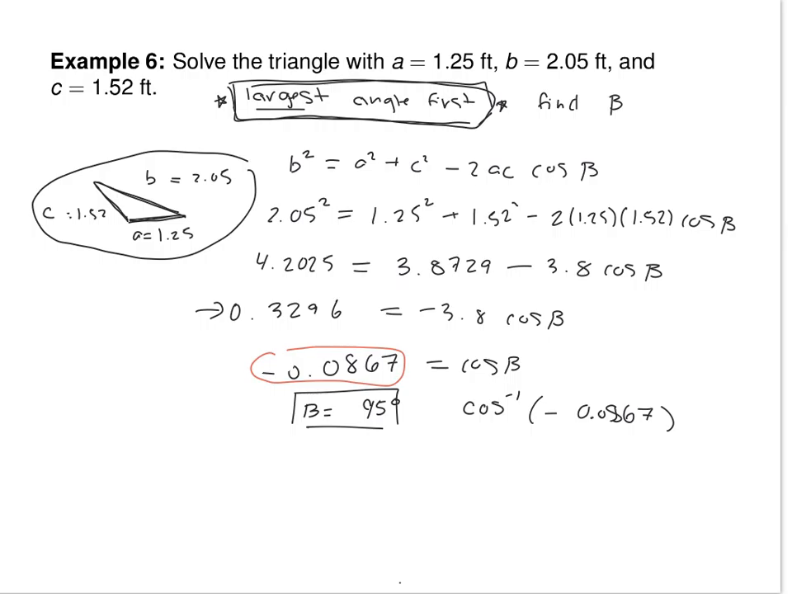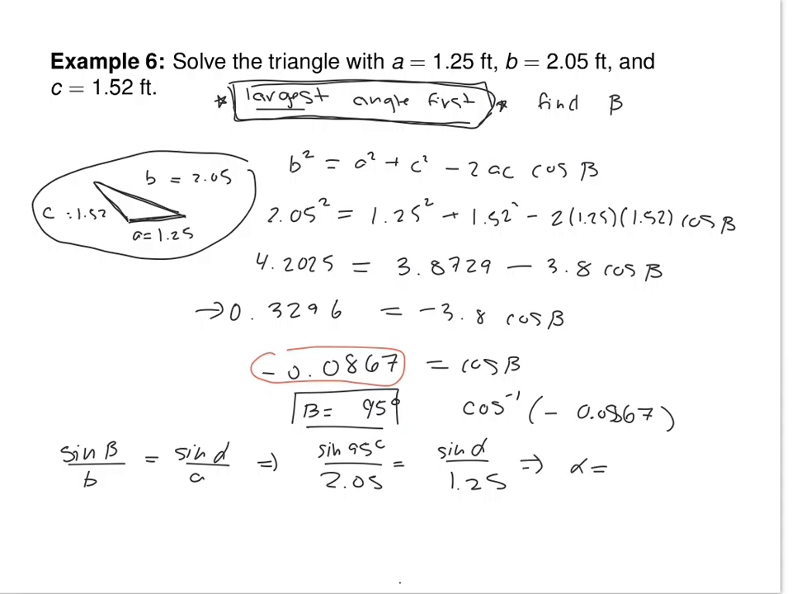Any angle? Alpha? Yeah, so sine of beta over B will equal sine of alpha over A. So you have sine of 95 over 2.05 equals sine of alpha over 1.25. I am just going to tell you what I got because I want to actually do one of the word problems. You get alpha equal to 37.4. And then you get gamma equal to 47.6.